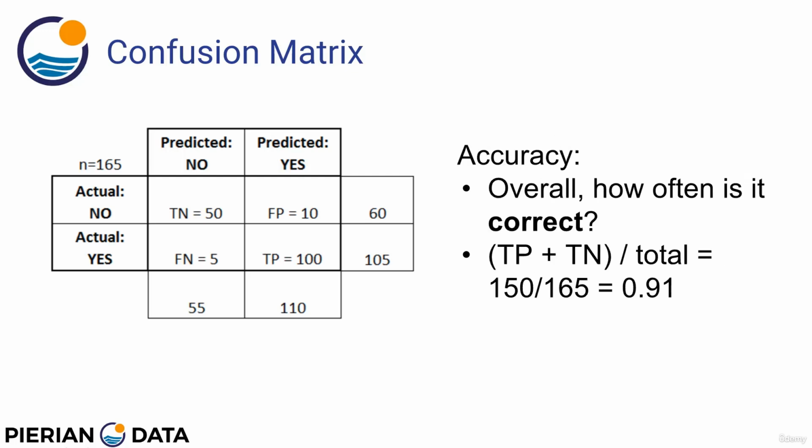Then we can talk about rates. The first rate we can discuss is accuracy. What this is actually getting at is overall, how often is it correct? A lot of times when you hear reports on studies, they'll just tell you the accuracy. And the accuracy is calculated by the number of true positives plus the number of true negatives over the total. In this case, our model is 91% accurate.